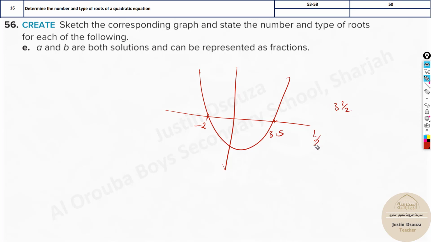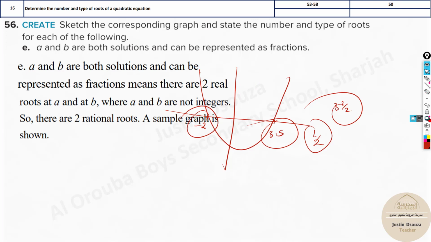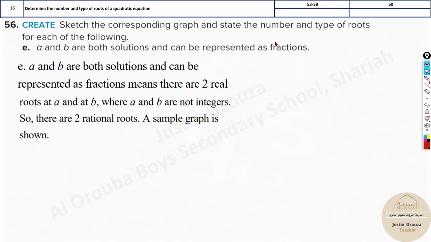Fraction or half, root half. These are all rational, right? Whichever number can be written as a fraction is a rational number. So you can have two rational roots. Two rational roots is the answer. Fraction means it's a rational number. What are fractions? Half, one fourth, quarter, anything which can be written as a rational number.